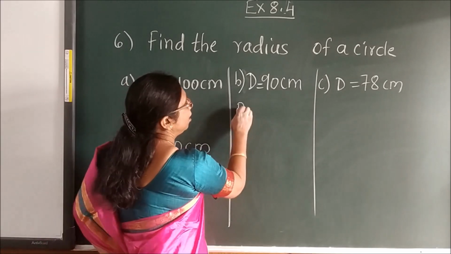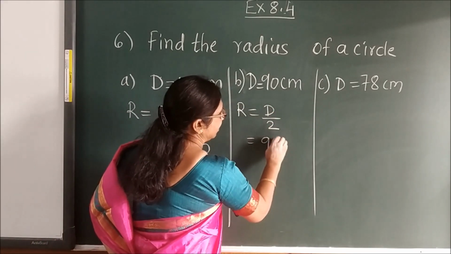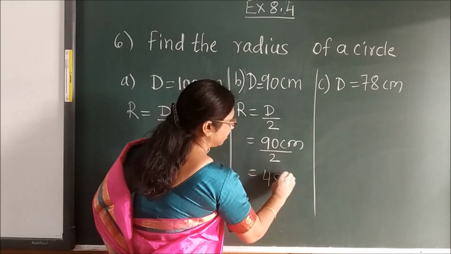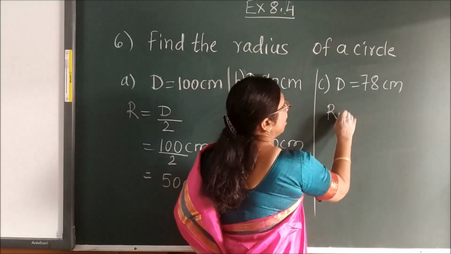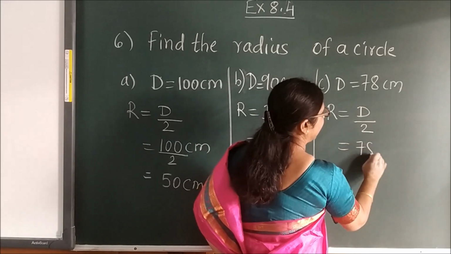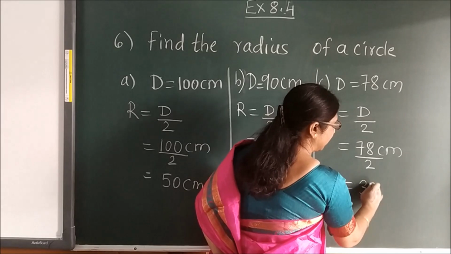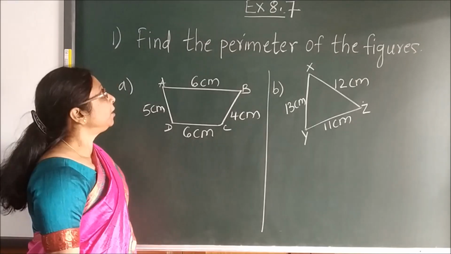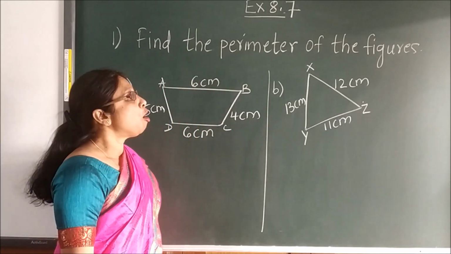Here also R is equal to D upon 2. D is 90 centimeter. Divided by 2, you will get 45 centimeter. Now here also R is equal to D upon 2. Place the formula first, then insert the values there. Upon 2, when you divide, what you will get? 39 centimeter. Now here in exercise 8.7, we will see find the perimeter of the figure.